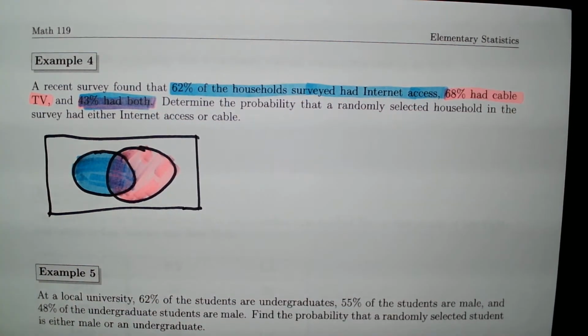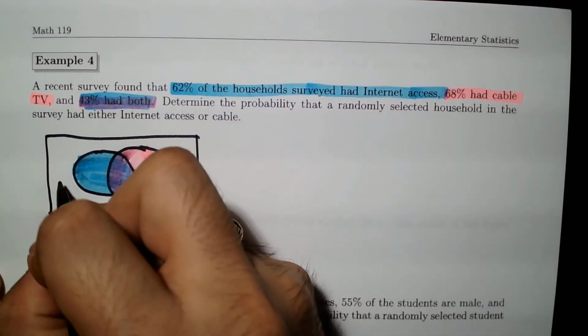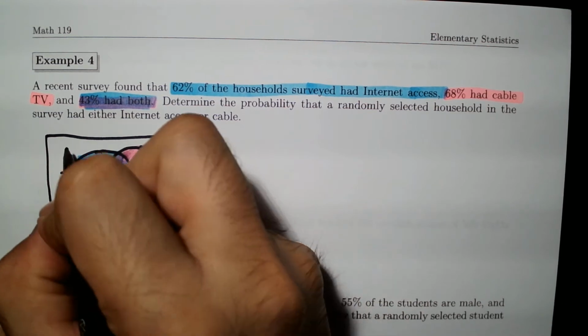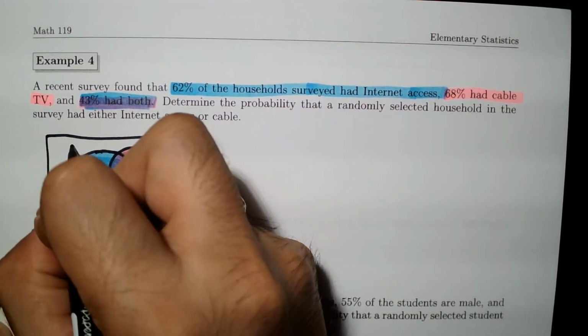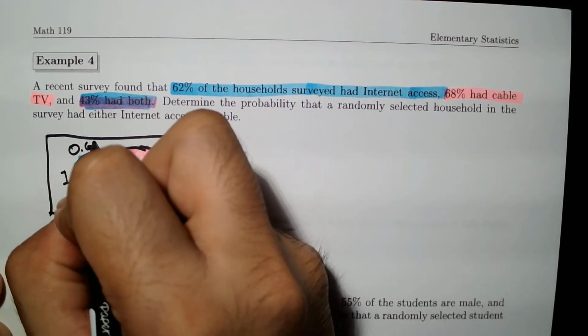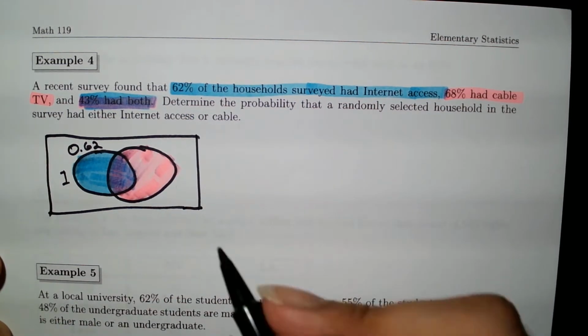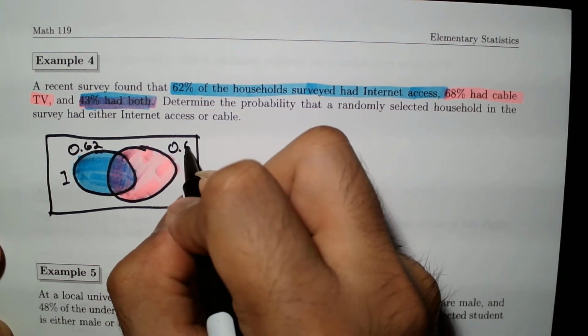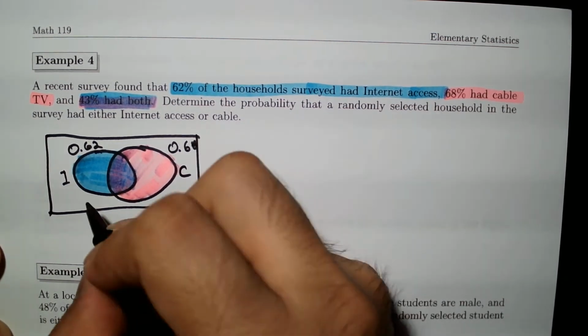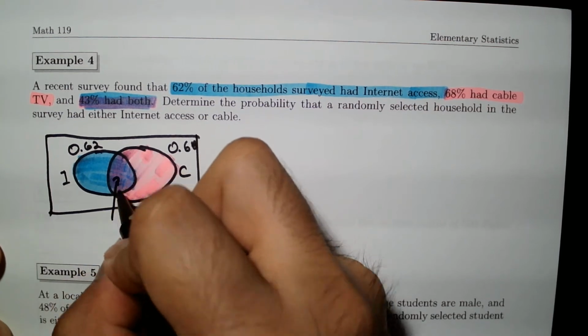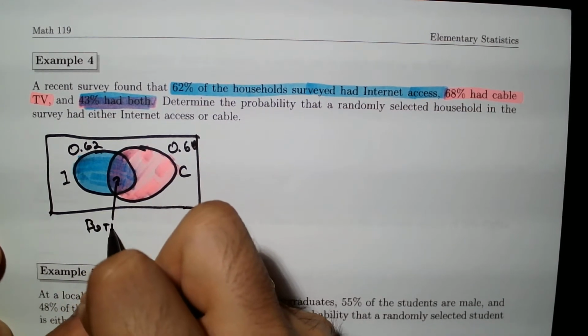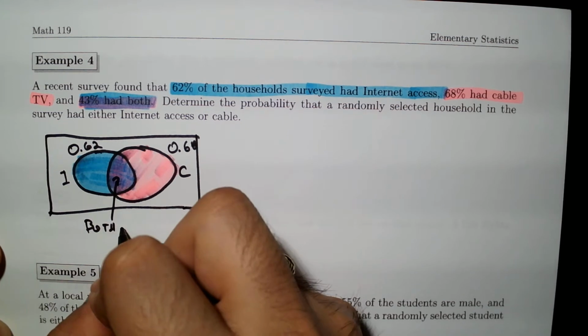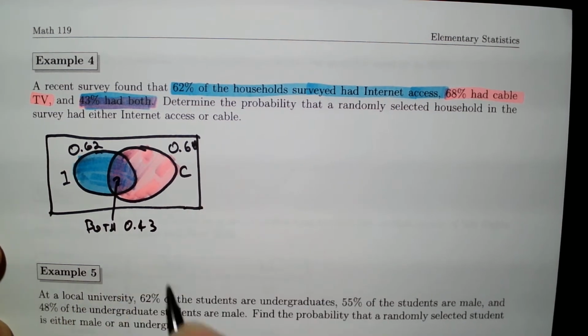Okay, so in this case blue represents the percent of people who have internet, which in this case is 0.62. I'm going to convert those percentages to decimals. And then people who have cable TV, 0.68. And then in the intersection it's both, which is a total of 43% or 0.43.